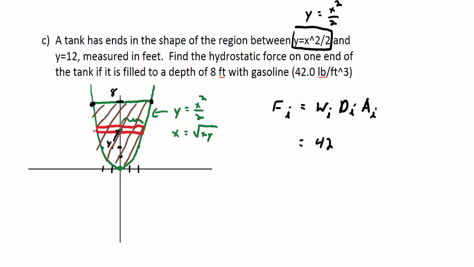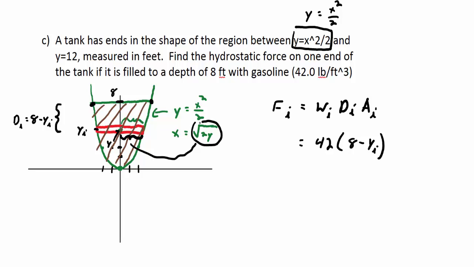And the depth, if this is at a height of y sub i, what's the depth, D sub i? 8 minus y sub i. Okay, 8 minus y sub i. And then A sub i, the area of that rectangular slice in red, is going to be what? Well, what's the length again? So we know that this width right here is given by the square root of 2y, or y sub i, if you like.